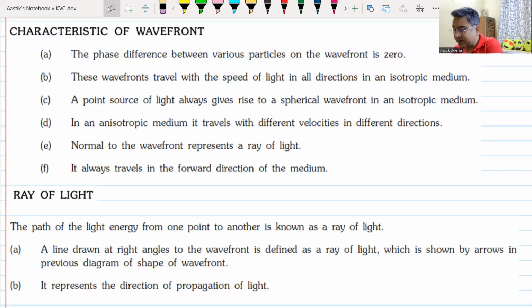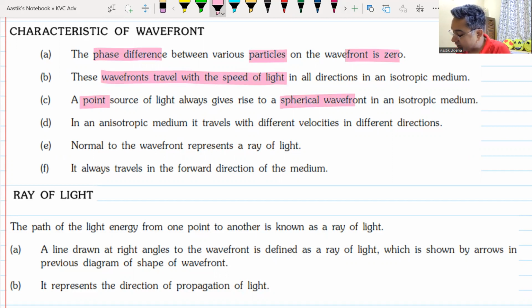Then we can note down the different characteristics of this wavefront. Remember, any question can be asked. The phase difference between any 2 points on the same wavefront would be 0 because they are in the same phase. This wavefront travels with the speed of light. A point source will give a spherical wavefront in an isotropic medium. An anisotropic medium is a medium which has different properties in different directions. If the medium is anisotropic, the wavefront will travel with different velocities in different directions.